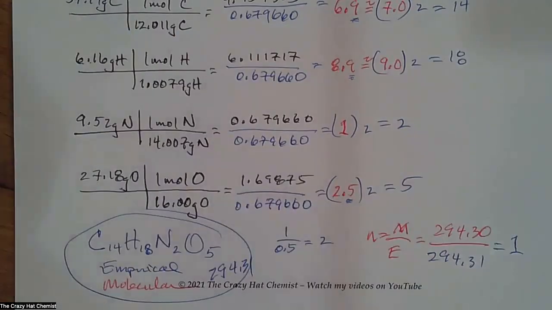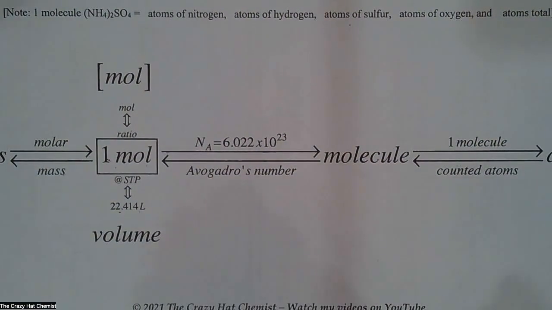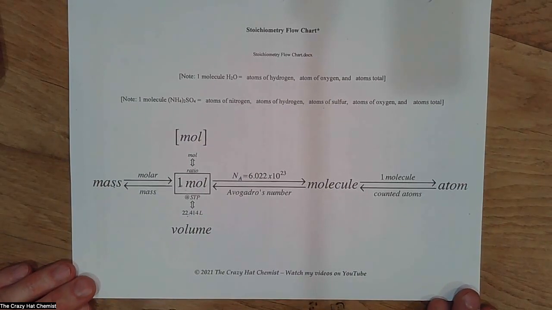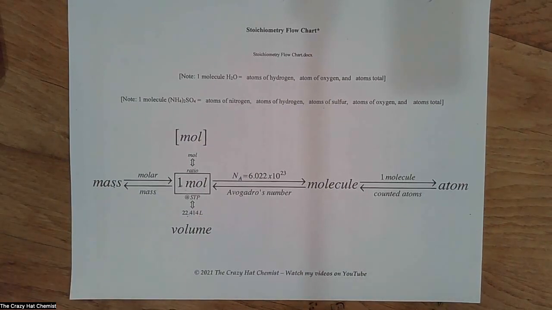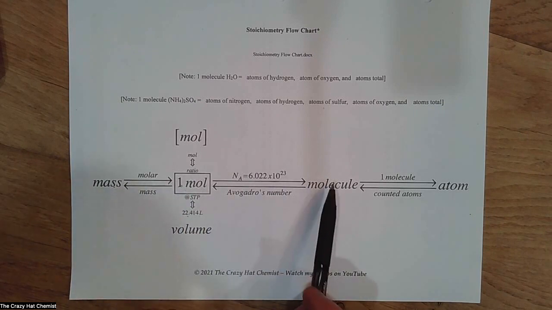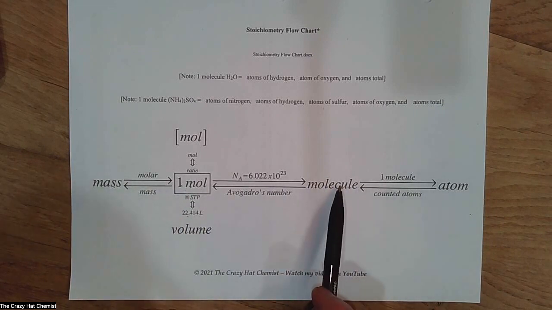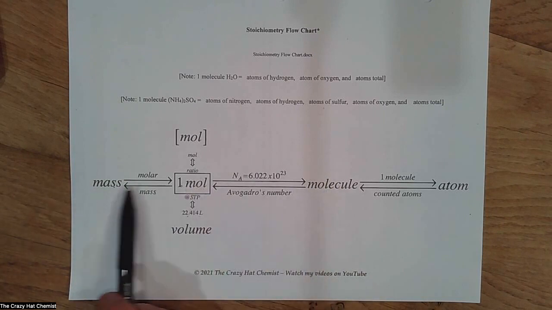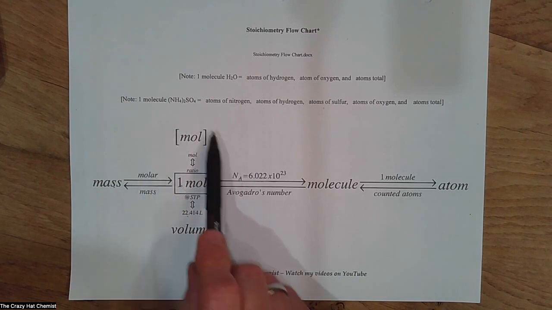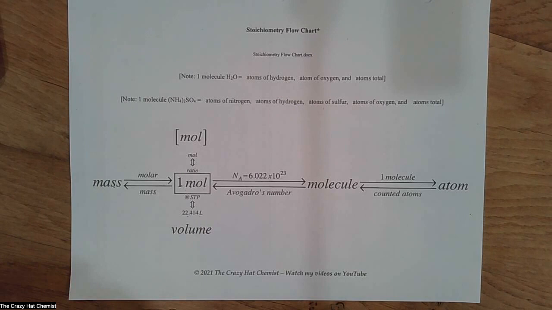So I hope that worked out well for you. I'm going to place it right up here because this is really the key to everything here. And this flow chart is so very, very important. Okay. So mass to moles, moles to molecules, molecules to atoms, then atoms to molecules, molecules to moles, moles to mass, and then we got moles to volume, and eventually we're going to keep on going in stoichiometry, and we're going to go up here.